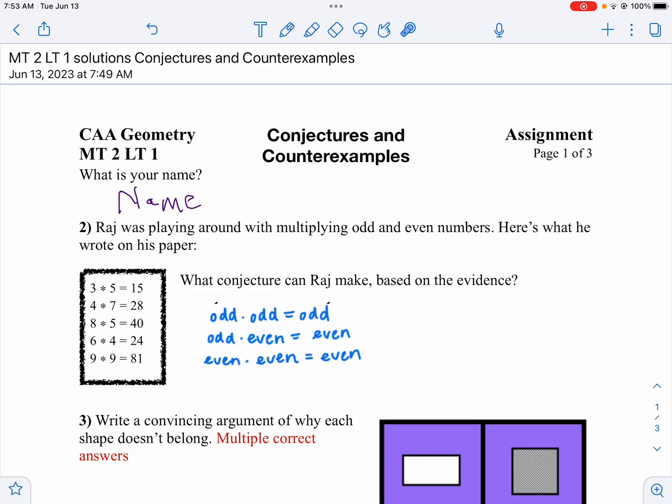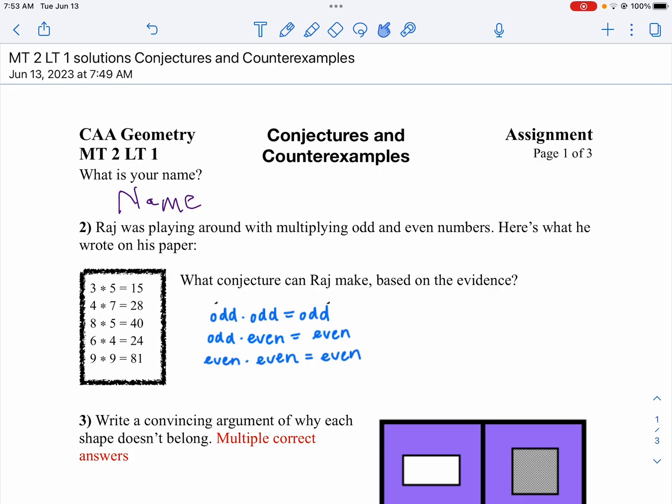If we take a look at the second one, 4 times 7 is 28. That is an even times an odd is an even. And 8 times 5 is 40, so we see an odd times an even is an even. If you want to write that as even times odd equals even, that's fine. And then finally, if you do 6 times 4 equals 24, even times even equals even.